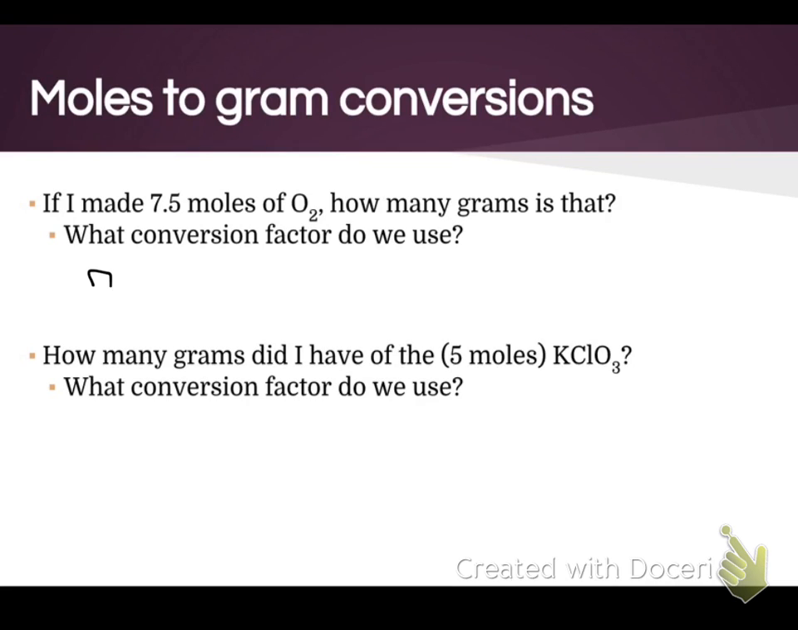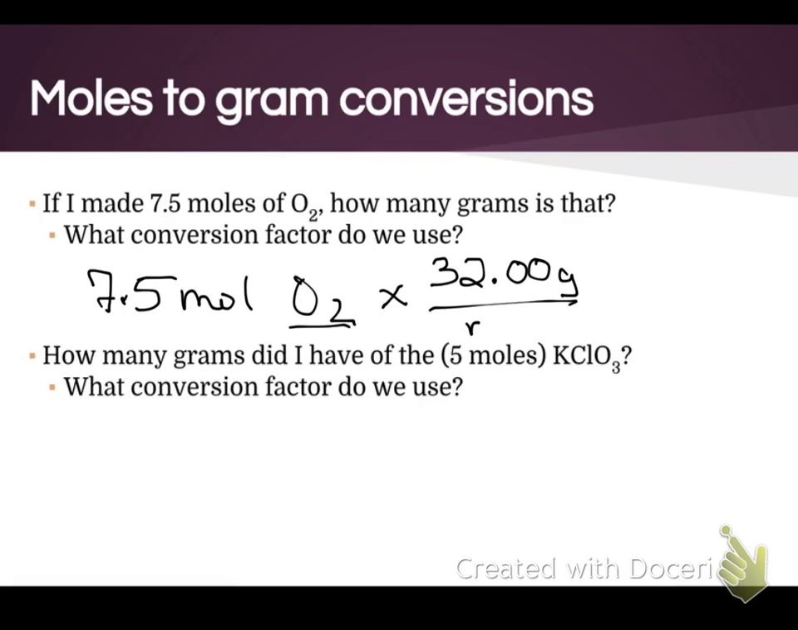So 7.5 moles O2 times the total mass of this compound. And so I look at the periodic table and I find that the mass of oxygen is 16 grams per mole, but there's 2 of them, so that would be 32 grams per mole. And here I'm putting moles on the bottom so I can cancel the mole I started with.